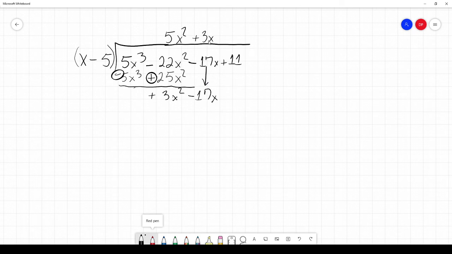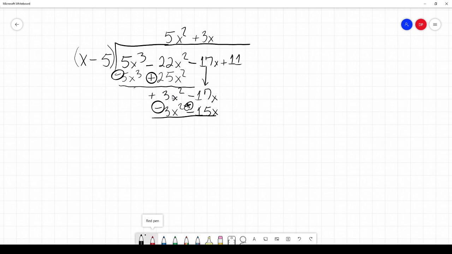Now I need to use this next term of my quotient, my answer, that's 3x, multiplied by both terms of my divisor. So I do 3x times x, 3x squared, and then 3x times negative 5. That's going to be a negative 15x. Now I'm subtracting, so I change my signs. Sorry, that's a plus. Hard to read my writing sometimes.